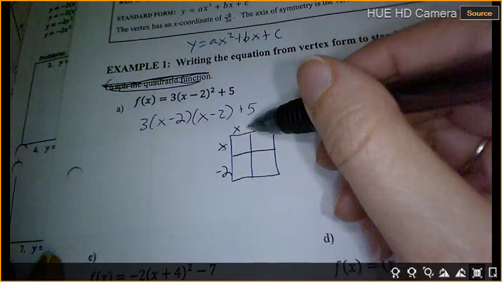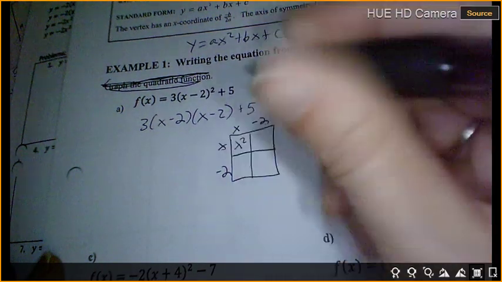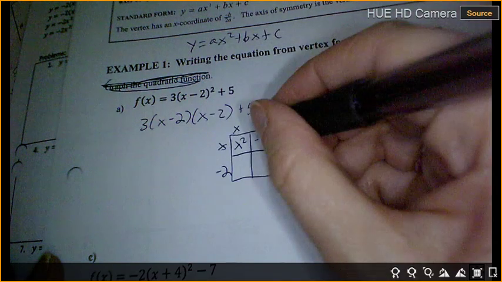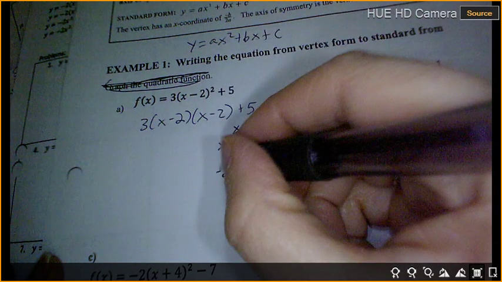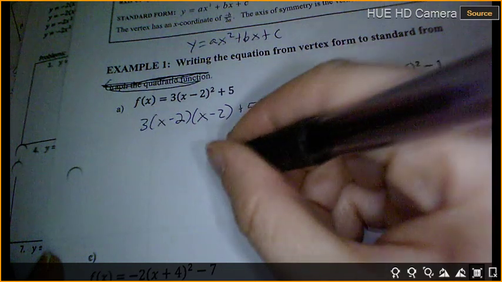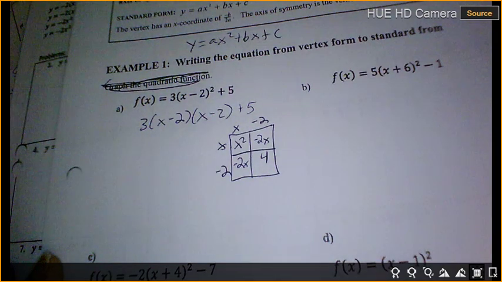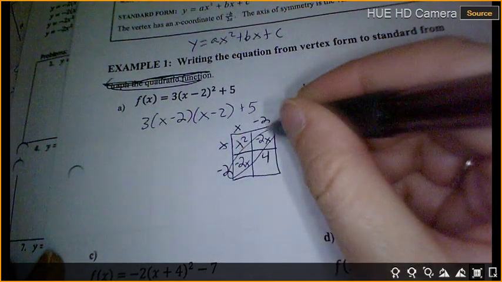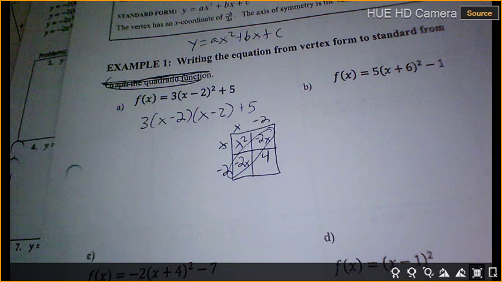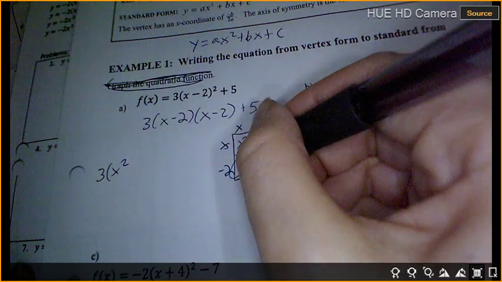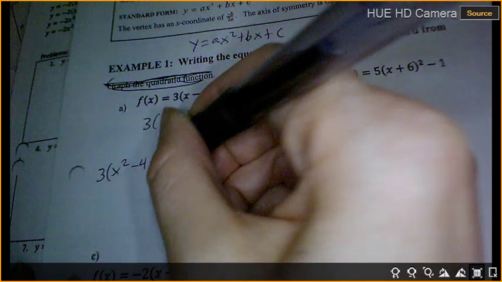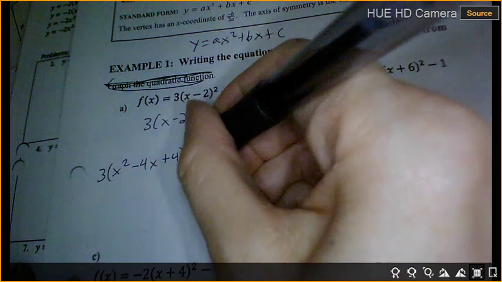X times x is x squared. X times negative 2 is negative 2x. X times negative 2 is negative 2x. And then negative 2 times negative 2 is a positive 4. Okay? So, do you guys see that these are both like terms? They both just have an x with it? Okay. So, I'm going to rewrite this now as 3 times x squared, and negative 2x and negative 2x is negative 4x, plus 4, plus 5 at the end.